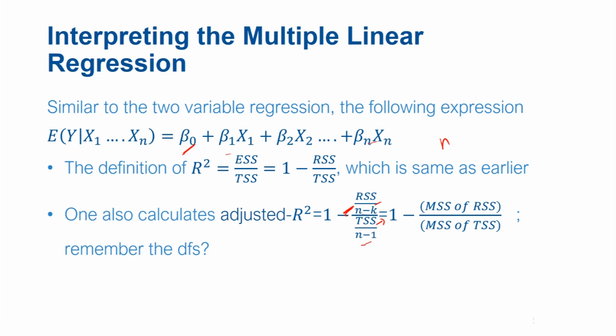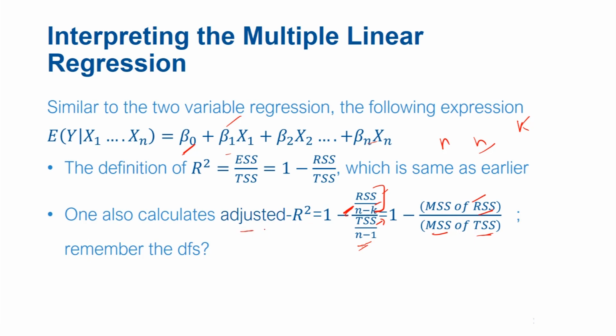So I repeat, RSS upon n minus k, where residual sum of squares has n minus k degrees of freedom, where n is the total number of observations in the sample, and k is the number of coefficients from beta 1 to beta n, and TSS divided by n minus 1 degrees of freedom, where n is the total observations. This is often referred to as the mean sum of squares of RSS, that is residual sum of squares, and the mean sum of squares of TSS, that is total sum of squares. Now, these n minus k and n minus 1 are called degrees of freedom.